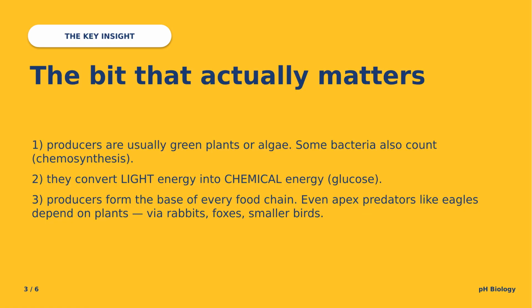Three things. 1. Producers are usually green plants or algae. Some bacteria also count, through chemosynthesis. 2. They convert light energy into chemical energy, glucose. 3. Producers form the base of every food chain. Even apex predators like eagles depend on plants via rabbits, foxes, and smaller birds.